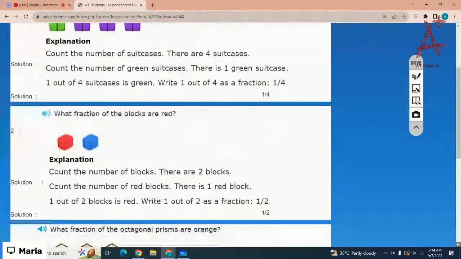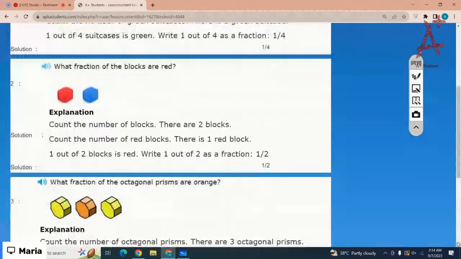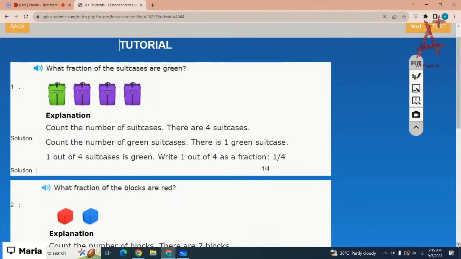Okay, the next one is what fraction of the blocks are red? So, which is the correct option? The correct option is 1 out of 2. You can see the total blocks are 2, just one is red, so it would be 1 out of 2. If you already know the answers, you can please write down the answers in the chat box.